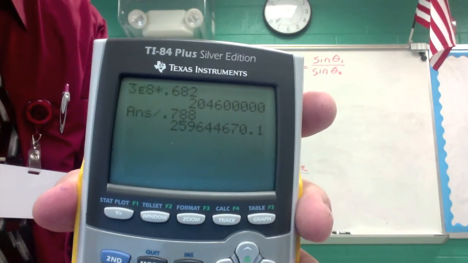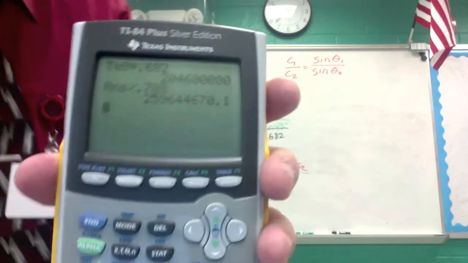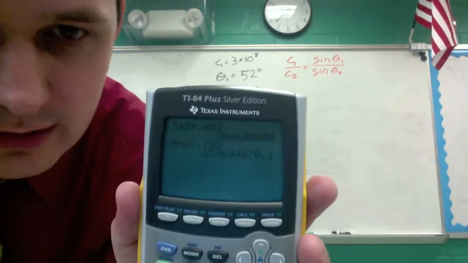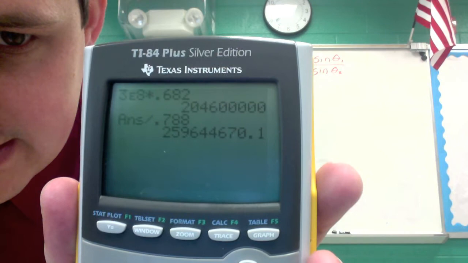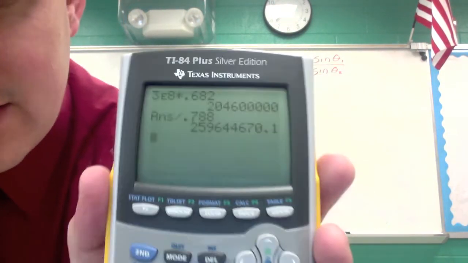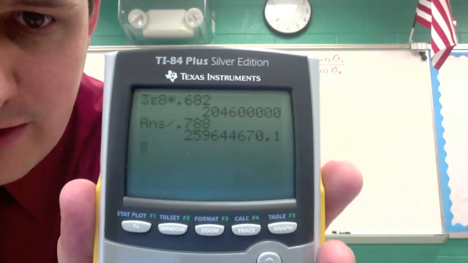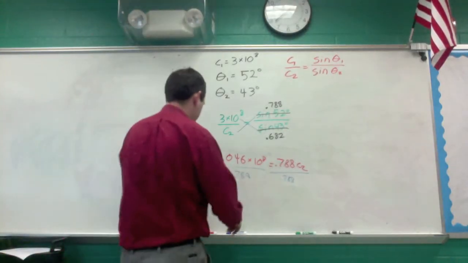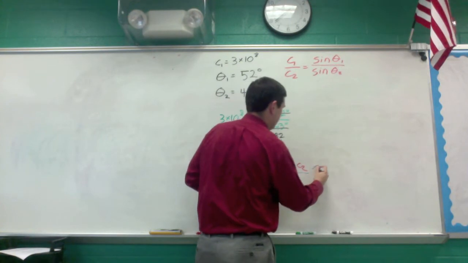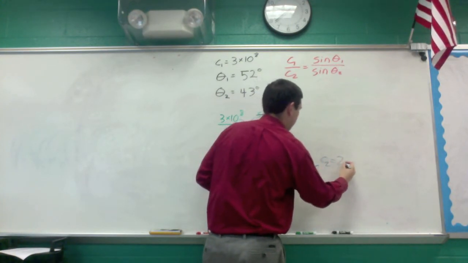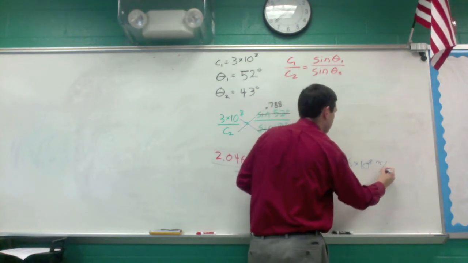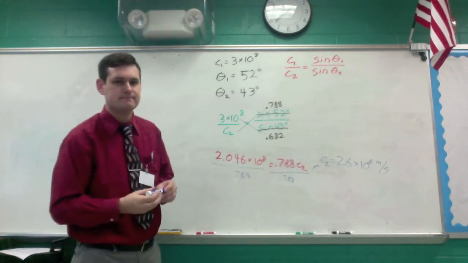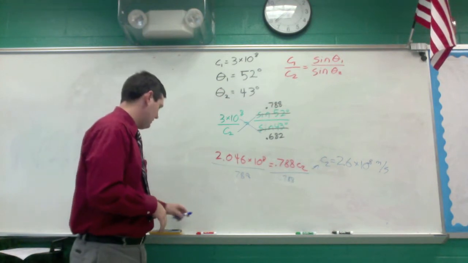Okay, so let's count how many decimal places we would have to move it to get right next to the 2. 1, 2, 3, 4, 5, 6, 7, 8. Again, imagine that. But this time it's 2.59, so 2.6 times 10 to the 8th. So the speed of light, C2, and units for speed of light is meters per second. And that's that.